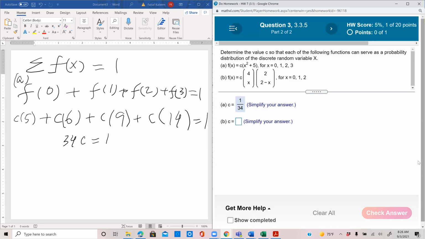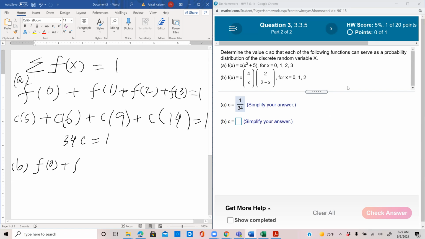In part B, we have combinations given. So in this case, X only goes from 0, 1, and 2. So in part B, we will have f of 0 plus f of 1 plus f of 2. That's equal to 1.